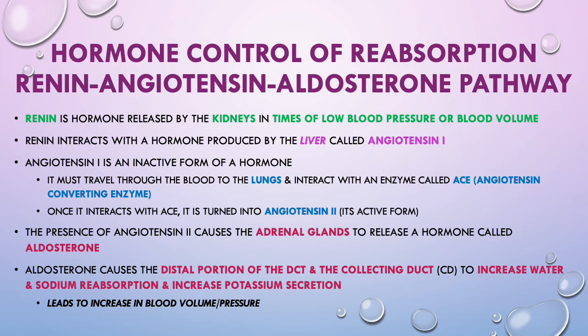Okay? Then we have the reabsorption of fluid through the renin-angiotensin-aldosterone pathway. So renin is produced in the kidneys, then it's interacting with angiotensinogen in the liver. That one releases angiotensin 1, and it interacts with the ACE, or angiotensin-converting enzyme, in the lungs, turning into angiotensin 2. Then angiotensin 2 goes to the adrenal glands and it turns into aldosterone.